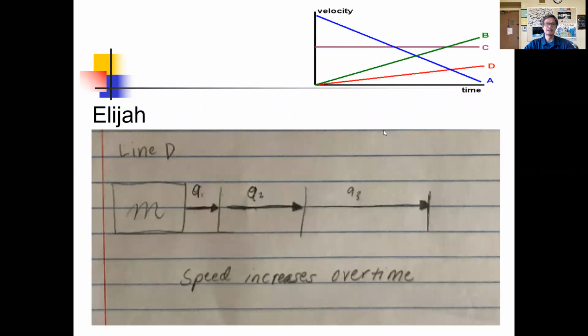Elijah was able to get this done. He did it for line D here, so he did it for object D. Let's analyze this really quickly. Thanks to Elijah for providing this for us. Let's take a look at what we have here.